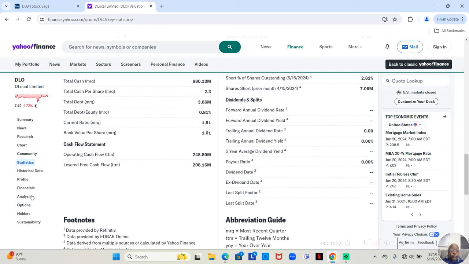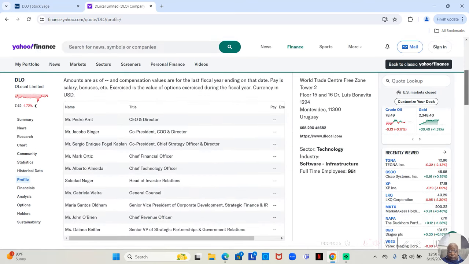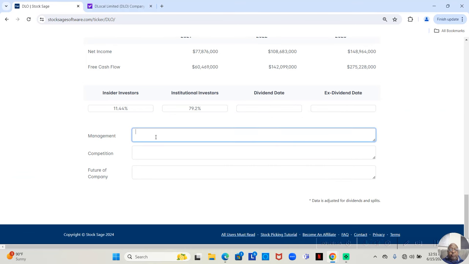If we go down to profile, it gives us information like who is the CEO and director of that company, which is Pedro Arnt, which you can put inside of this management section. You can also Google to find information about when they became the CEO. That may be helpful information because it will let you know if the same person's been running this company for all the years you analyze, or is that person just starting to take over? So how it's going to be run under them is still a little bit of a mystery.